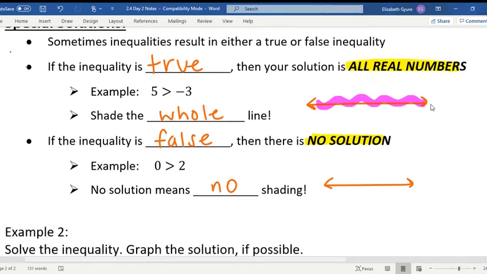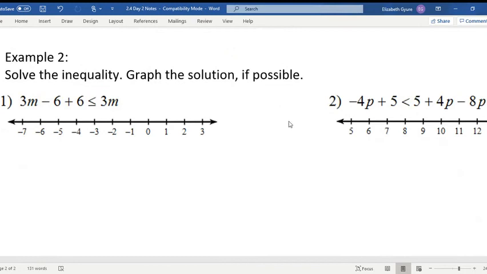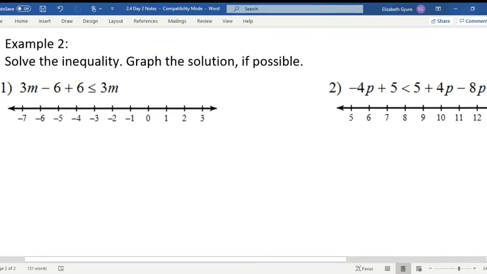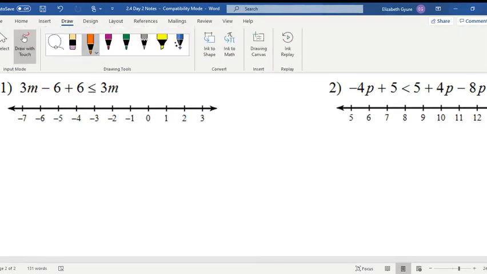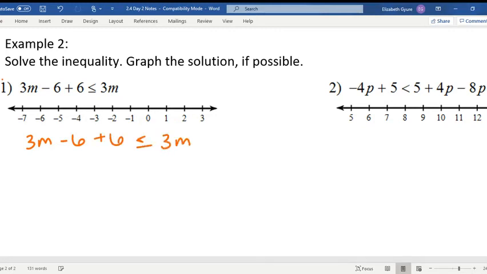All right, let's try this out. Some of these you might end up with a real answer. Some of them might be no solution. Some of them might be all real numbers. We'll find out what happens. But we are going to use our 2-column method. So let's go ahead and copy our inequality down. We have 3m minus 6 plus 6 is less than or equal to 3m.